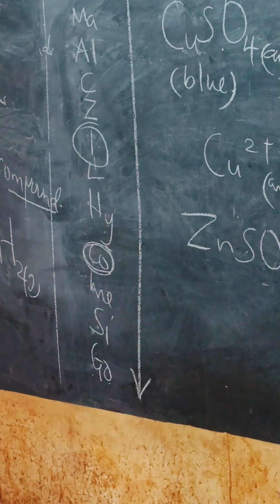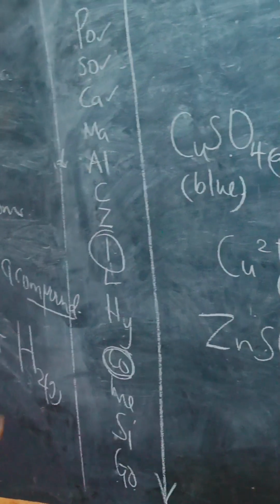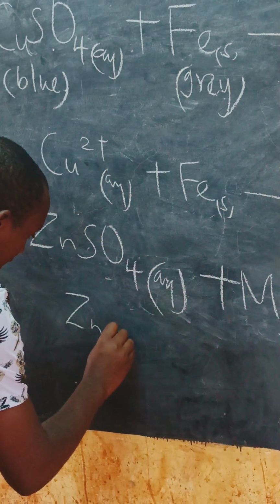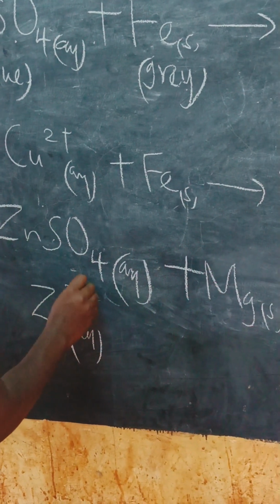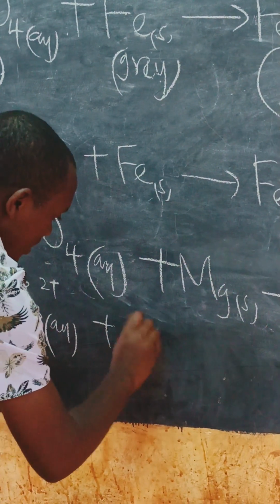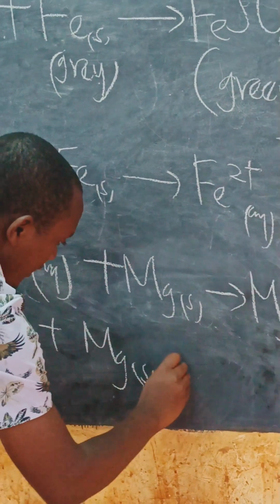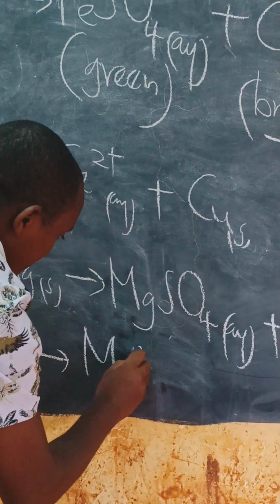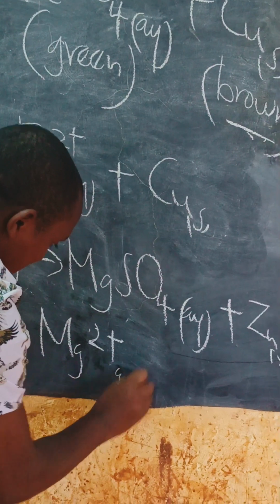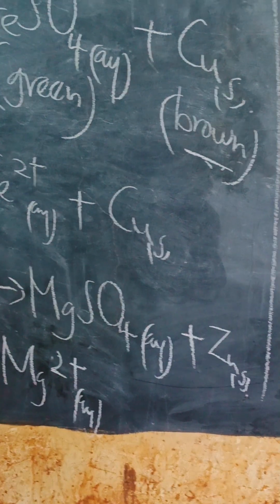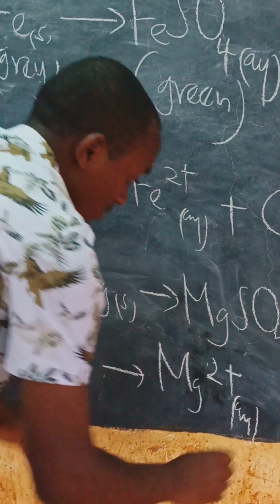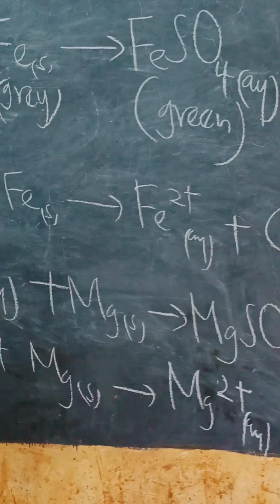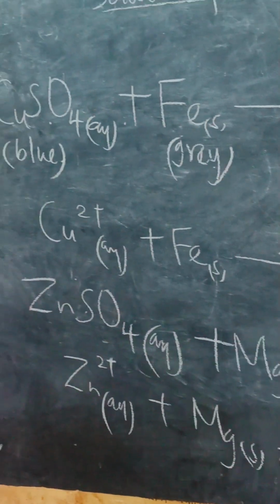This is very important in your chemistry life. You should know this chemical equation. So the ionic equation is zinc 2 plus ions, aqueous, plus magnesium solid gives us magnesium ions in aqueous state in solution because magnesium is more reactive, plus zinc metal. So zinc metal is displaced from its solution. So this is the ionic equation that occurs.